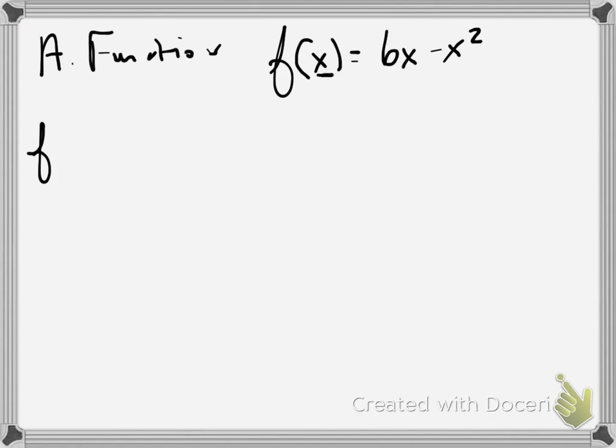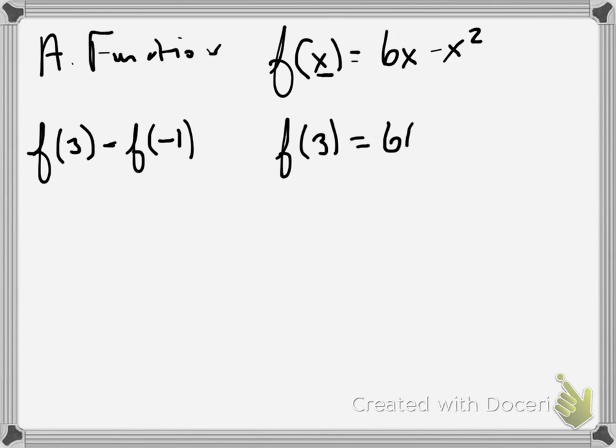So if I ask you for something like f of 3 minus f of negative 1, I'm asking you to evaluate that function twice, once at positive 3, once at negative 1, and then compute the difference of the two values. So we can do this off to the side. F of 3 means we're going to do 6 times 3 minus 3 quantity squared. And that's going to be 18 minus 9. So at 3, this function takes on a value of 9.